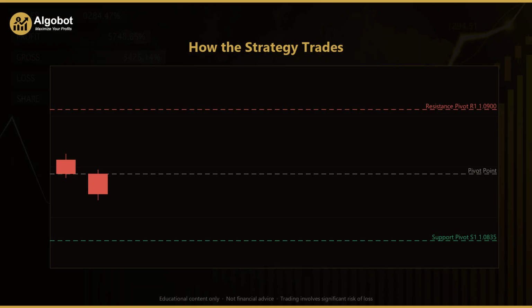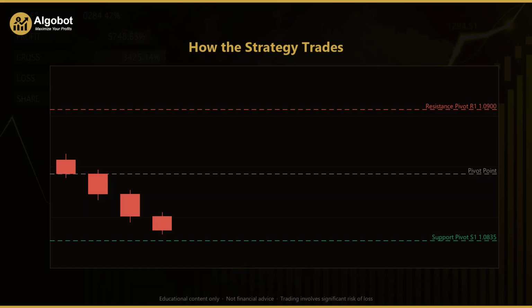Let's bring the whole strategy to life on a chart. What you're looking at is a euro-dollar setup with 3 horizontal reference lines drawn from yesterday's range. The red line up top is the resistance pivot, R1 at 1.0900. The gray line in the middle is the central pivot point, and the green line below is the support pivot S1 at 1.0835. These are the levels the strategy watches all session.